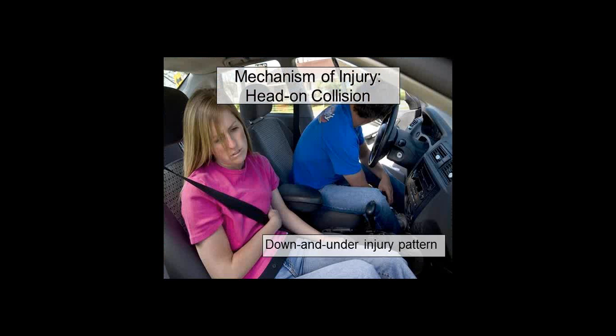And with this mechanism of injury, we can also have the down and under injury pattern. In this case, this person would have tried to slide underneath their seatbelt and potentially hit their knees on the dash. So did we damage the knees, the hips? Was there some whiplash involved? Was there injuries to the lower parts of the body? That's typical with the down and under injury pattern.